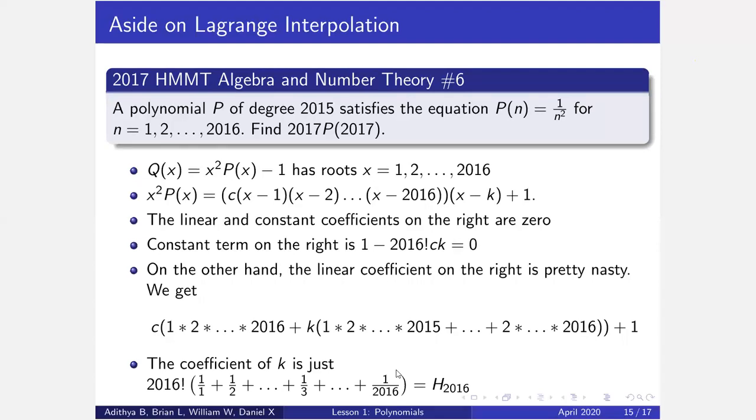So now let's try to solve for C and K. We have two equations for them, and now we just have to set them to 0. For the first equation, we have C times 2016 factorial plus 2016 factorial H 2016 K is equal to 0. And that means K is equal to -1 over H 2016.